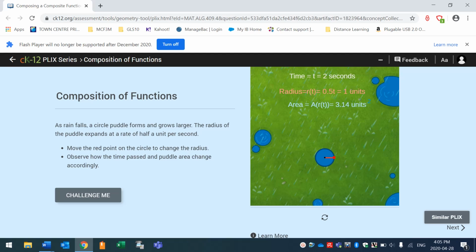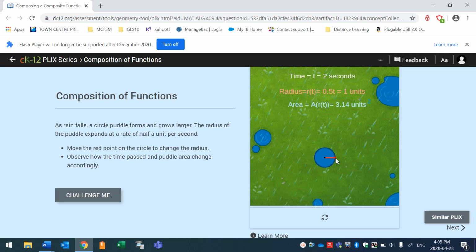I wanted to start with this little Plix interactive challenge just to show you an application of composition of functions so you can see what might motivate learning this topic. So we're starting here with a puddle of water that's forming, I assume from rain, and it's expanding at a certain rate. The radius of the circle is expanding at a rate of 0.5 t according to the function that we're given here for radius in terms of time.